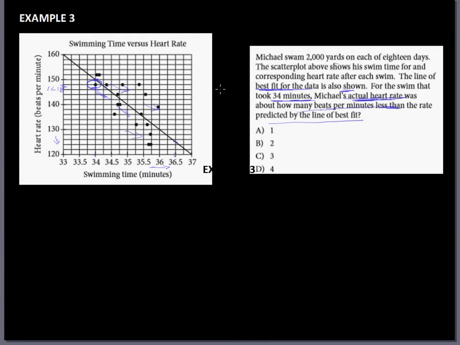So if you look at this problem here, the model is equal to 150. Actual is equal to 148. So the question is, for the swim that took 34 minutes, Marcus' actual heart rate was about how many beats per minute less than the rate predicted. This is the rate predicted, actual is this, and therefore the difference is 2. So it is 2 beats per minute less than the predicted rate, and therefore the answer here will be B. So that is how you use this model to make these kinds of decisions.